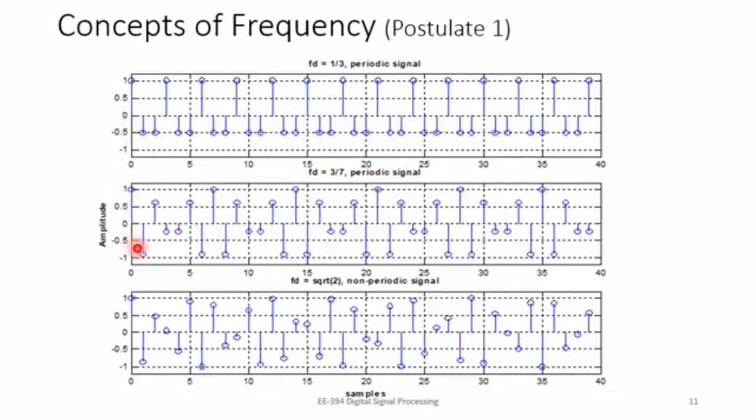Now these three signals are the same signals which we just looked at in the numeric format. These are the plots, and you can see that the periodicity is very clear here. The periodicity is very clear here as well. After 7 samples, the signal repeats itself every 7 samples. And here, when the frequency is square root 2, there is no periodicity. You can keep on looking, there is no periodicity.